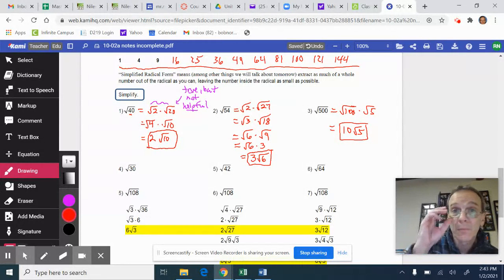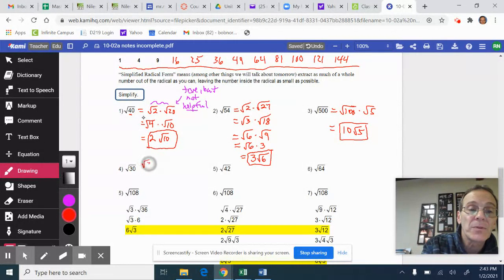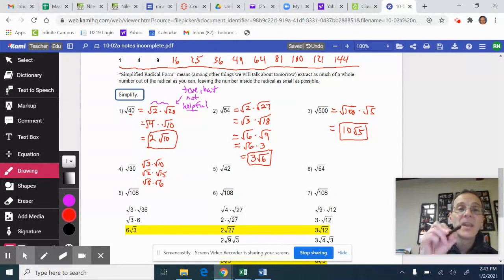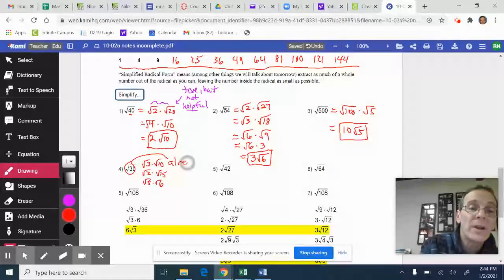Square root of 30. Square root of 30 has several pairs of factors. Square root of 3 times square root of 10. Oh, I skipped over square root of 2 times square root of 15. And then there's square root of 5 times square root of 6. But none of those numbers are in the list of perfect squares. None of them can be converted, so to speak, into a whole number. And so this square root of 30 is already simplified as much as possible. It cannot be simplified anymore.